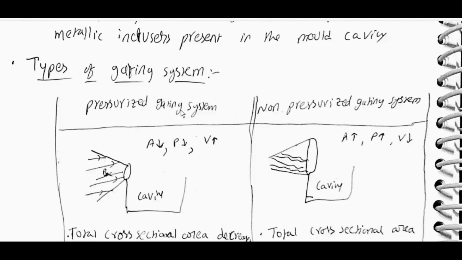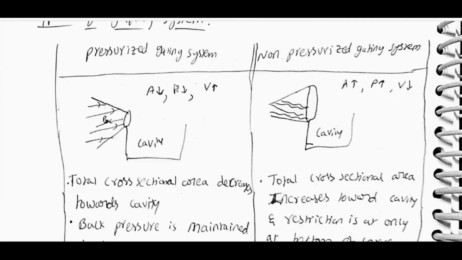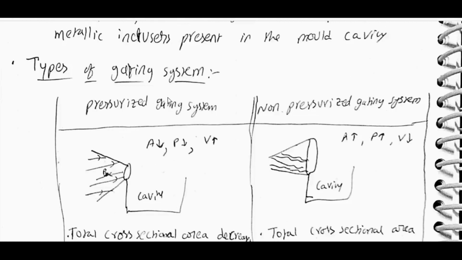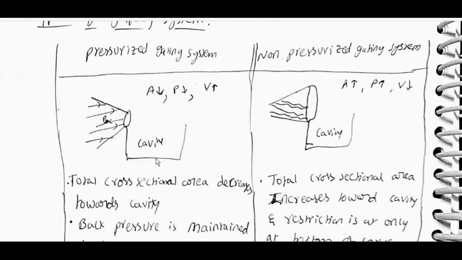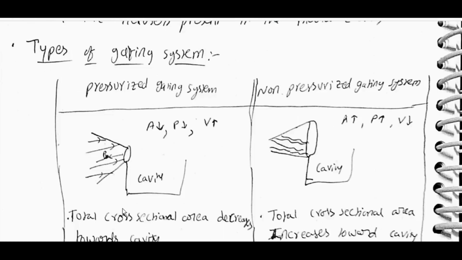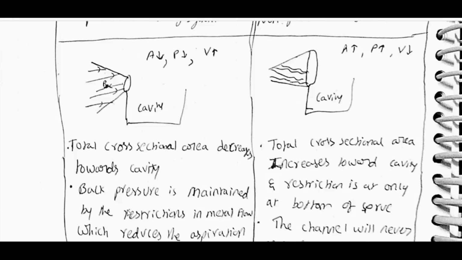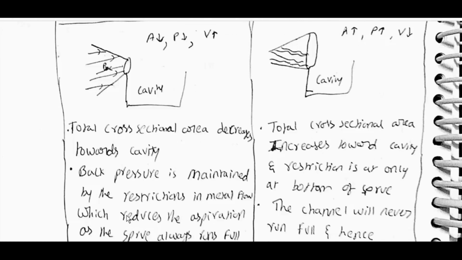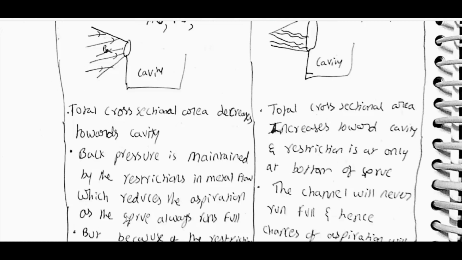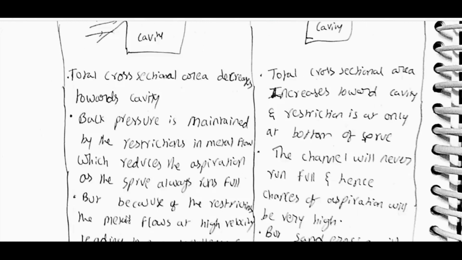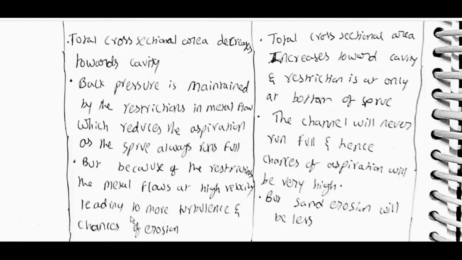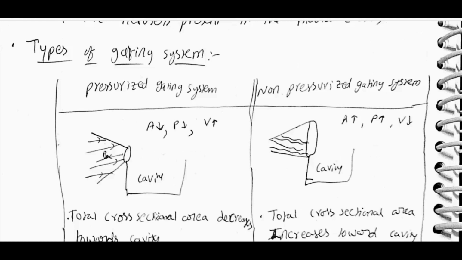Types of gating system: pressurized gating system, non-pressurized gating system. Pressurized gating system: A decreases, P decreases, V increases. The total cross-sectional area decreases towards the cavity. Back pressure is maintained by restrictions in metal flow, which reduces aspiration as the sprue always runs full. But because of restrictions, the metal flows at high velocity, leading to more turbulence and chances of erosion.